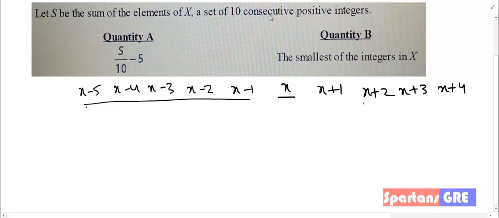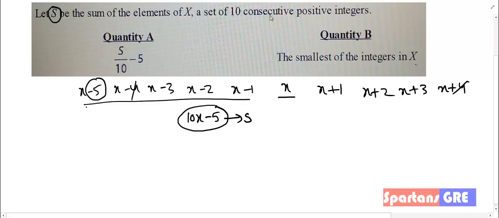Now, if you add all these, the plus 4 and minus 4 will get cancelled, all these things will get cancelled. Now you will have 10x, and the 5 won't get cancelled, so you will have 10x minus 5. This is the sum of all the numbers. So what is this? S. That's what is given: let S be the sum of the elements. So the sum we have got here is this one.